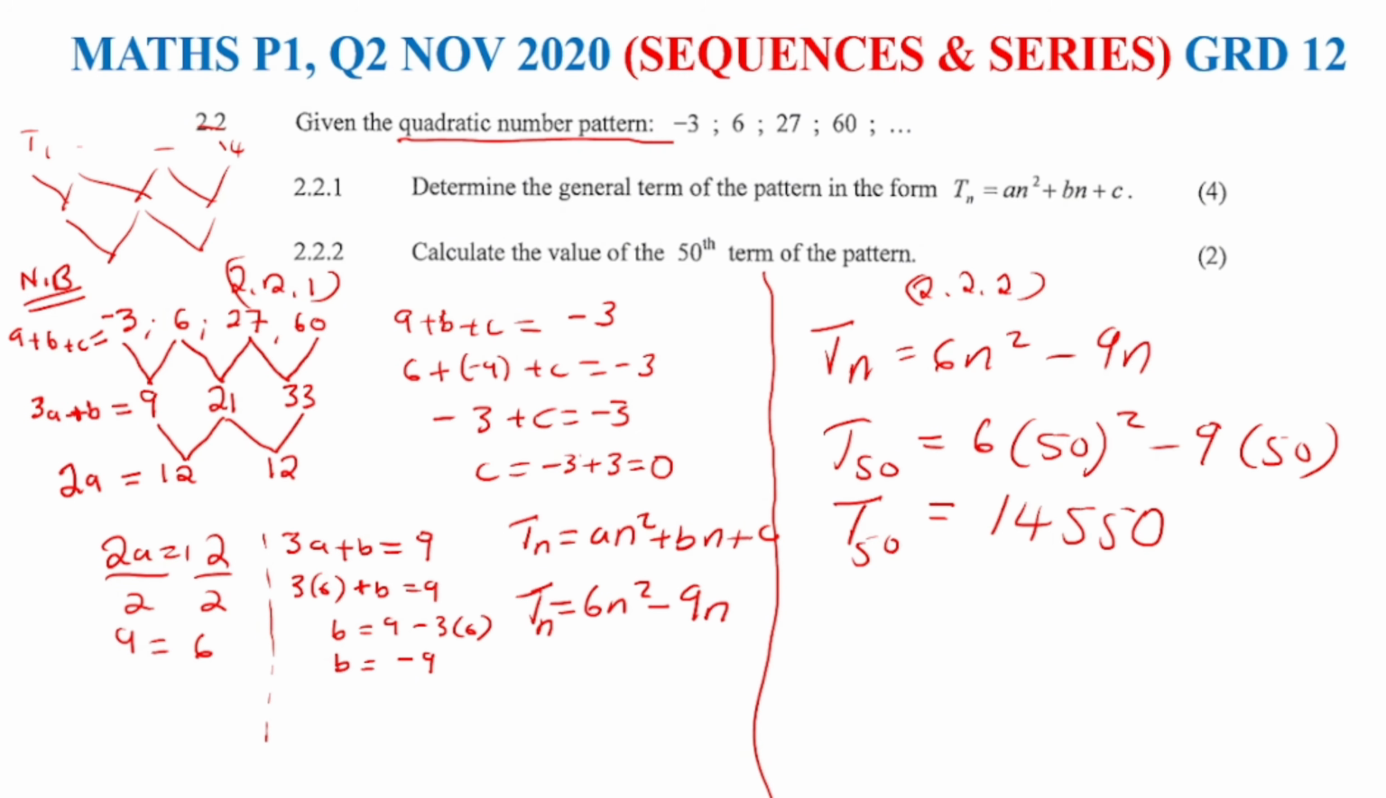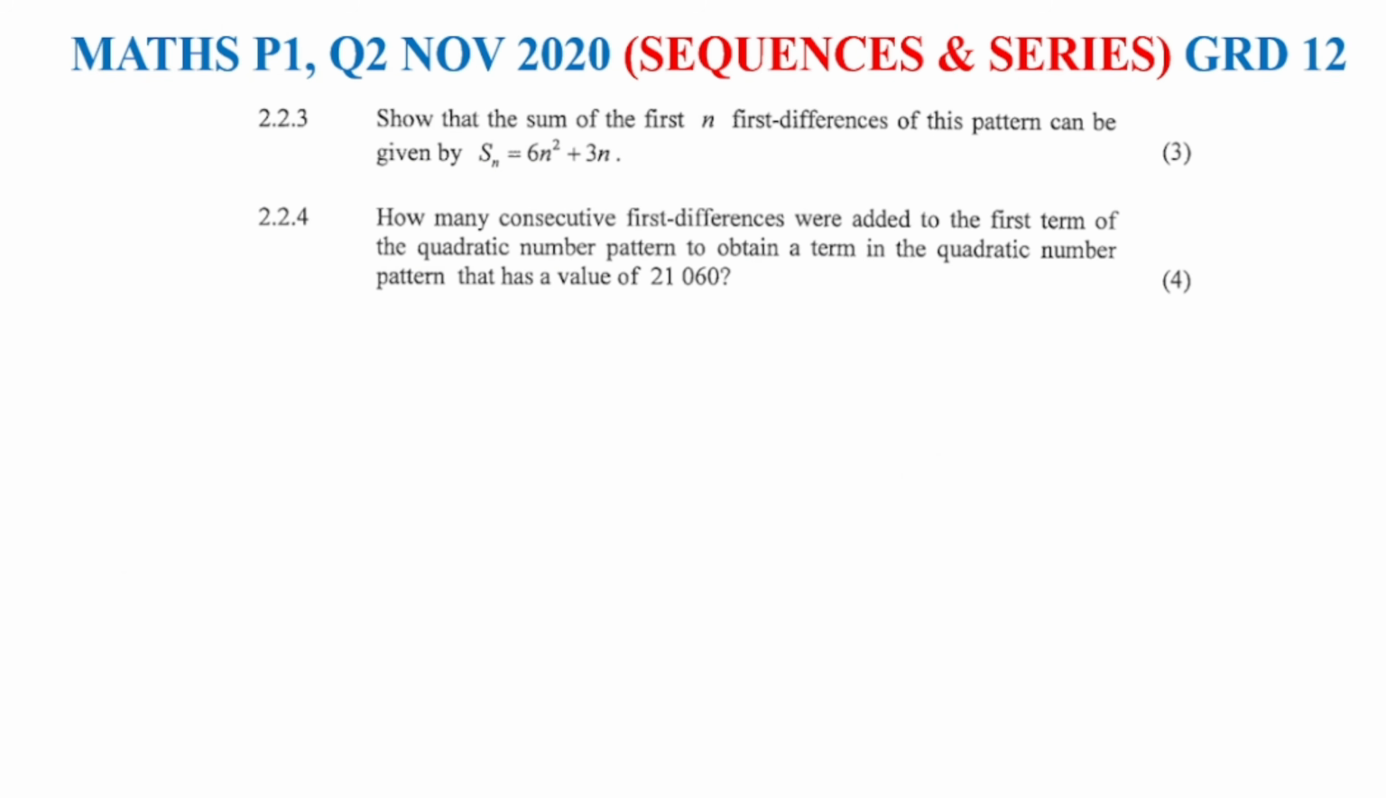Right. Okay, now let's move down and go to the next question. The next question says, show that the sum of the first and difference of this pattern can be given as. Oh, so now they are really asking us to calculate the sum here. Okay, let's come here and say we really need to calculate the sum of this pattern here.